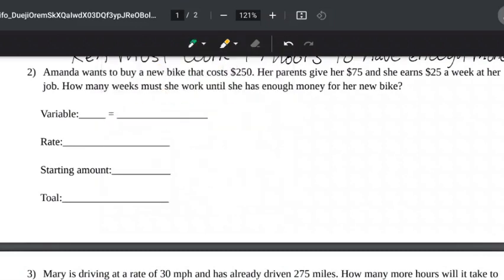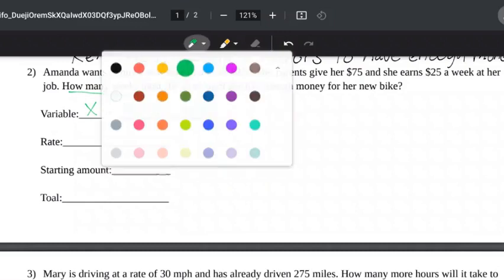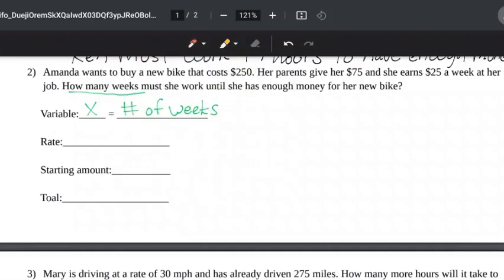So we're going to identify our variable first. It says, how many weeks? That's the missing information. So that's our variable. It's number of weeks. Then let's take a look at our rate. Our rate, we talked about this in the previous problem. We look for the information that's associated with something such as per hour. In this situation, it says a week or each week. So each week, that rate is $25.